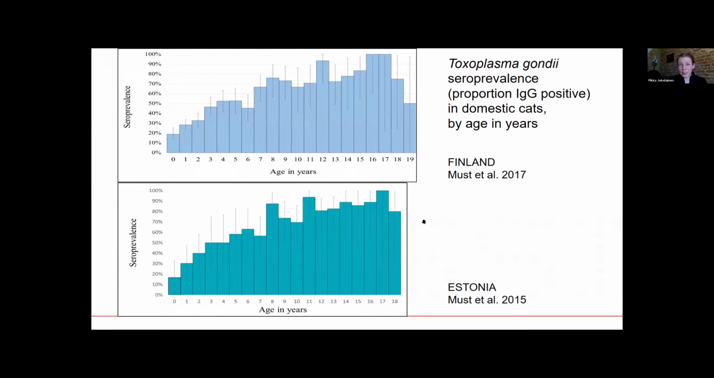And also these numbers, if you look at how large a proportion of cats, it's about half of the cats are seropositive, but most have no clinical disease. And the same is in humans, that the clinical disease is a smaller part than the seroprevalence or the infection prevalence.